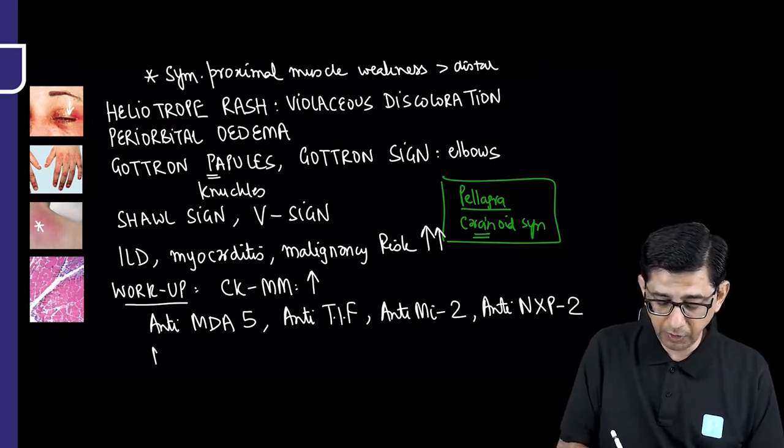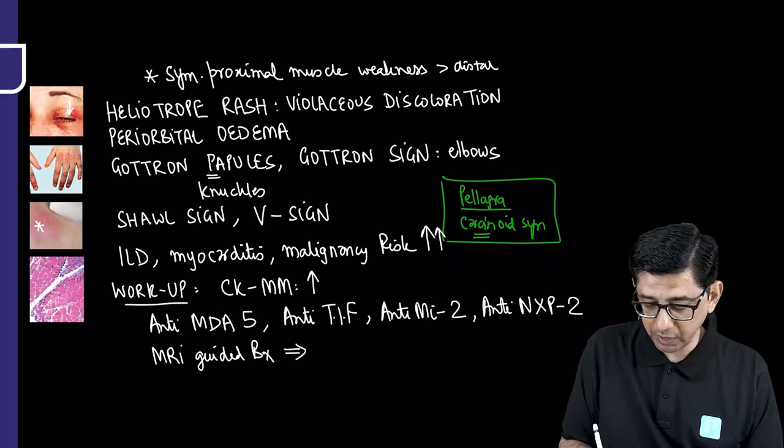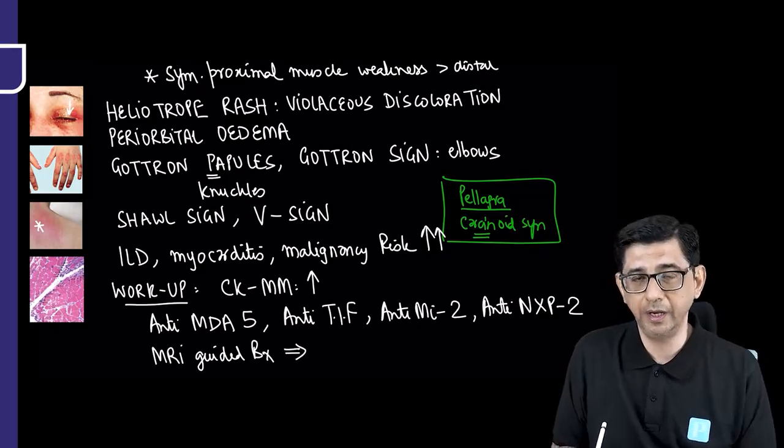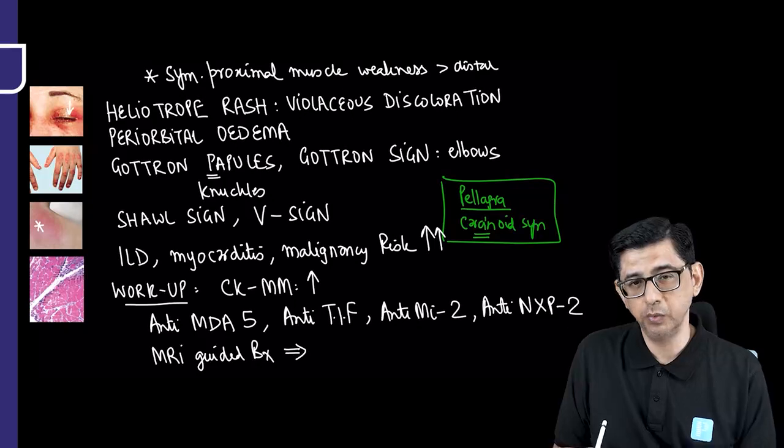And then we will like to do an MRI guided biopsy. The logic behind doing an MRI guided biopsy is only to pick up those areas of myositis or muscle edema where the chances of getting a positive finding on biopsy will increase.